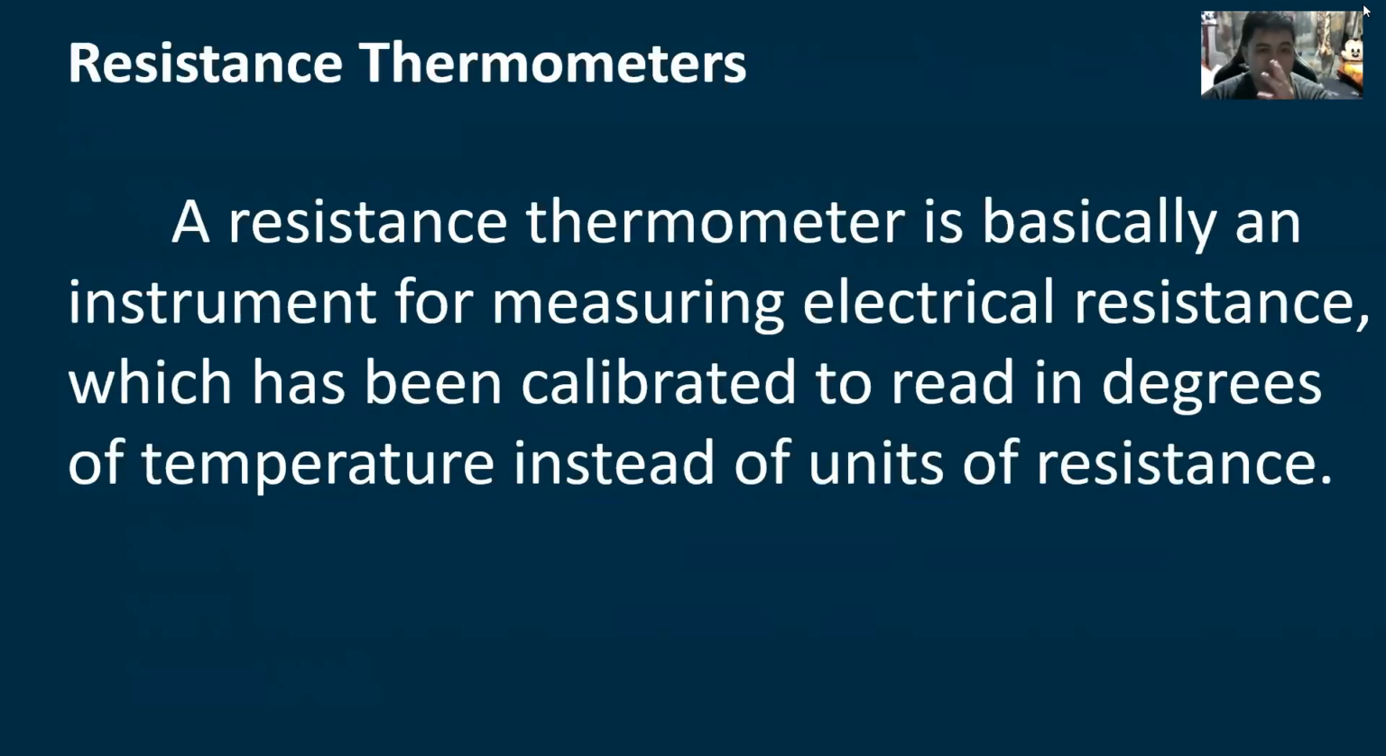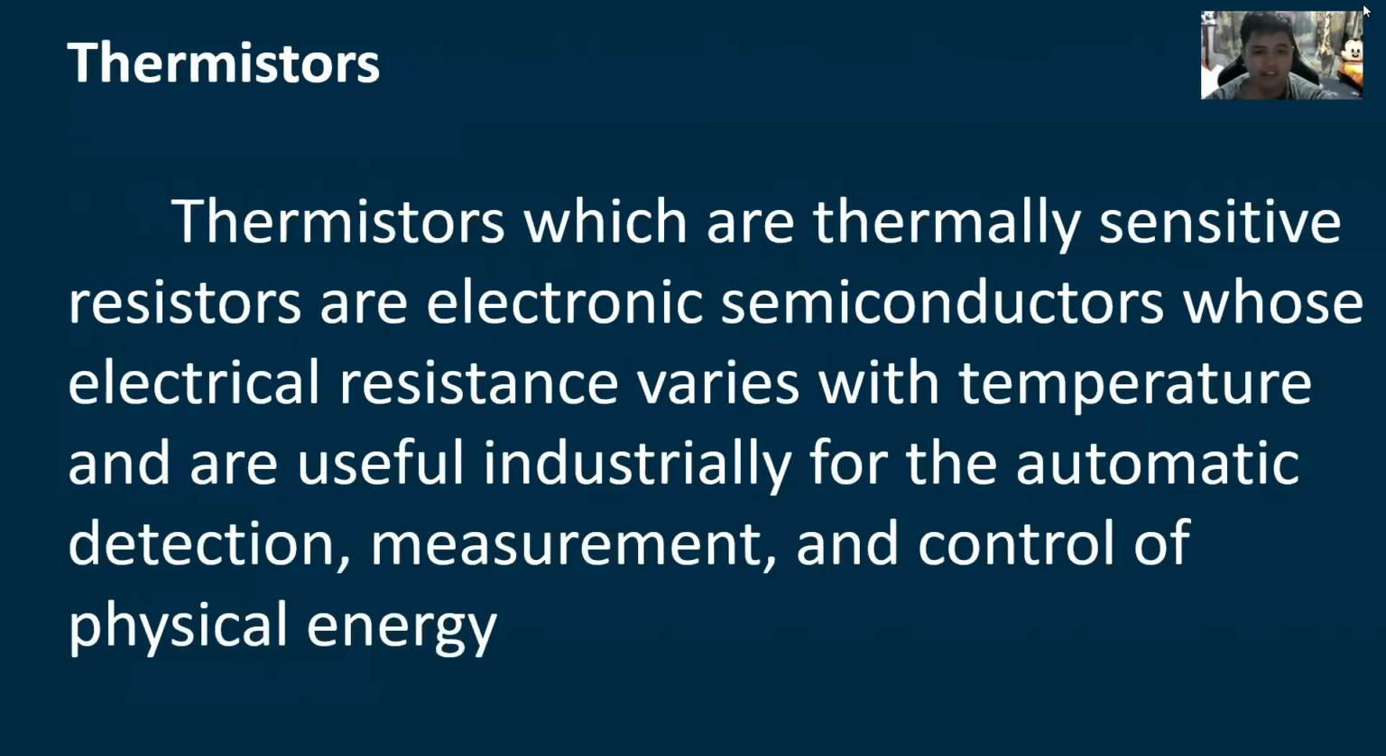So resistant thermometers. A resistant thermometer is basically an instrument for measuring electrical resistance, which has been calibrated to read in degrees of temperature instead of units of resistance. So yun yung pinagkaiba niya sa ibang thermometers. So thermistors, which are thermally sensitive resistors, are electronic semiconductors whose electrical resistance varies with the temperature and are useful industrially for the automatic detection, measurement, and control of physical energy.